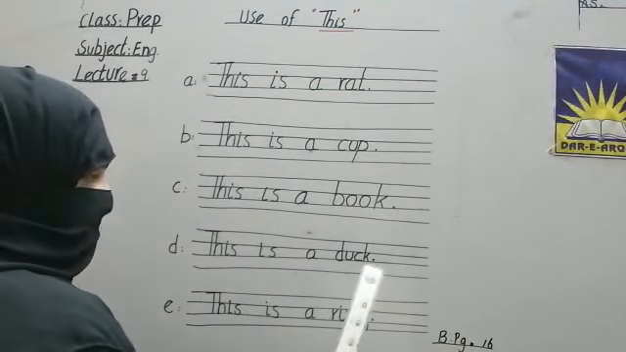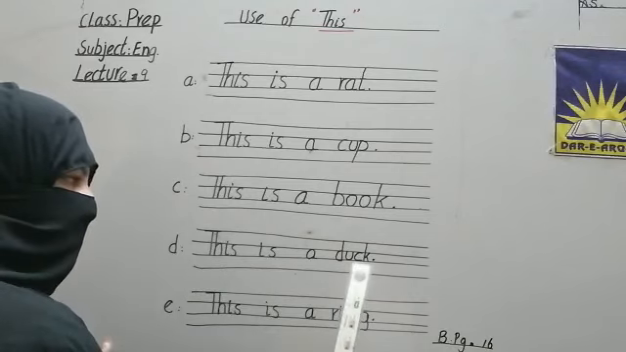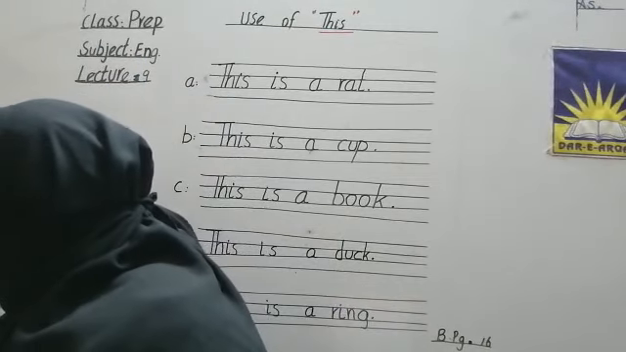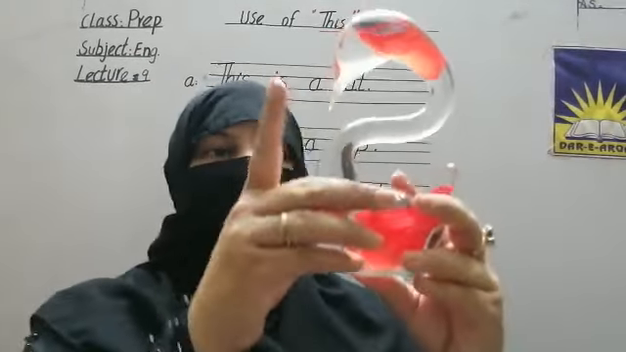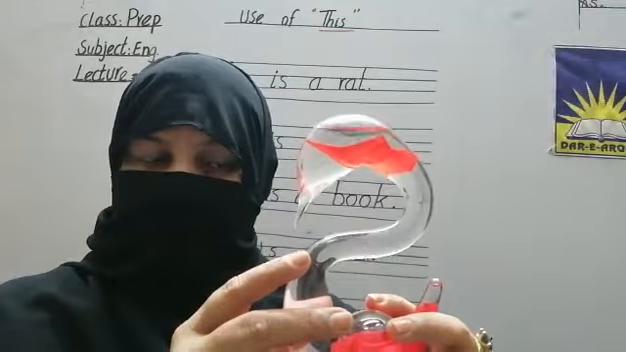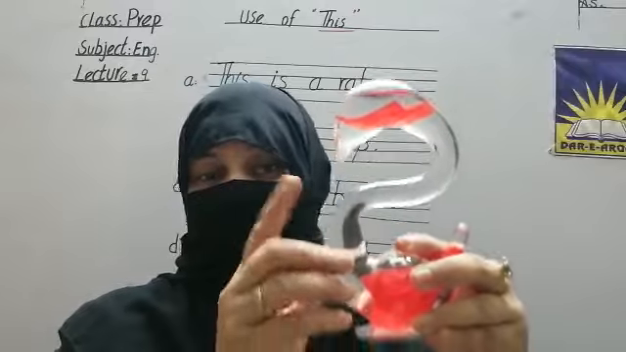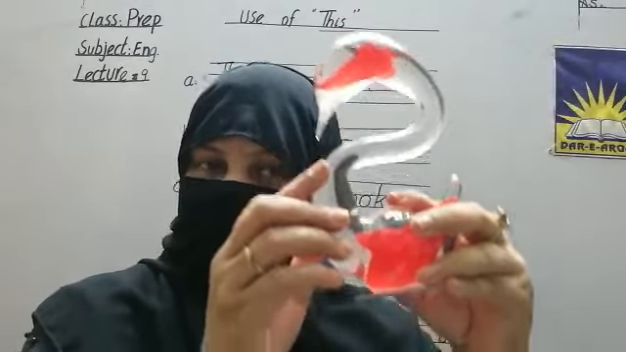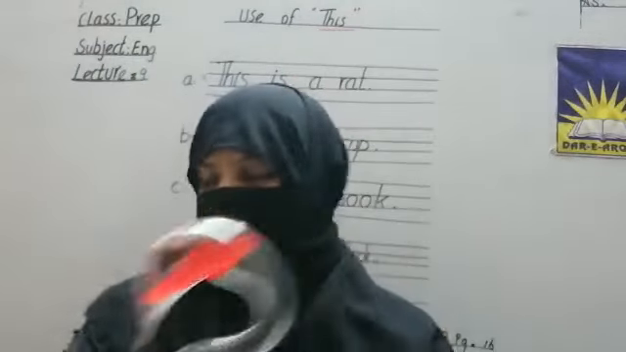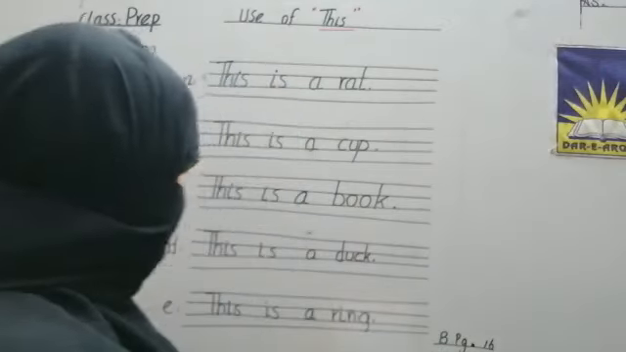This is a duck. I show you a very pretty duck. I have this duck. Duck is a singular object, so that's why we use here the word this. This is a duck. Clear, students? Good. Okay, put your finger on the last line.